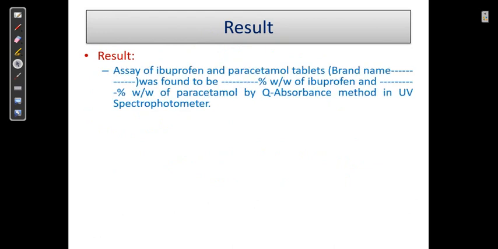Assay of ibuprofen and paracetamol tablet, brand name this, was found to be a blank percentage weight by weight of ibuprofen and a blank percentage weight by weight of paracetamol by Q absorption method in UV spectrophotometer. The method used for detection of both APIs simultaneously is Q absorption.